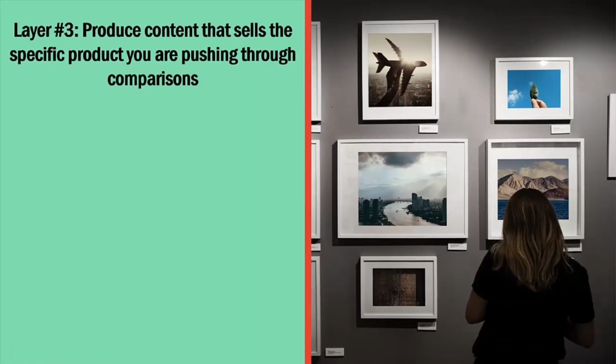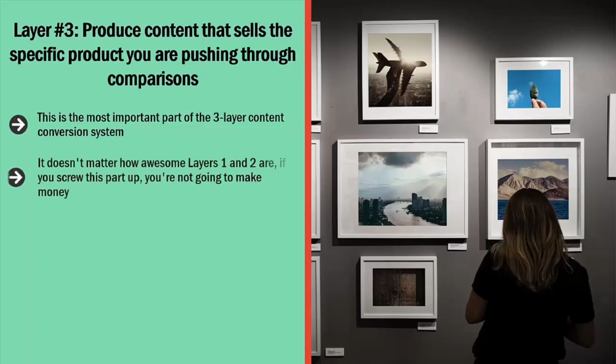Layer number 3. Produce content that sells the specific product you are pushing through comparisons. This is the most important part of the 3-layer content conversion system. Drop the ball here and you're not going to make a sale. Seriously. It doesn't matter how awesome layers 1 and 2 are. If you screw this part up, you're not going to make money. Why? This is where the rubber meets the road. Seriously. This is where you drop your ClickBank product affiliate link. At this stage, you are directly selling a ClickBank product.